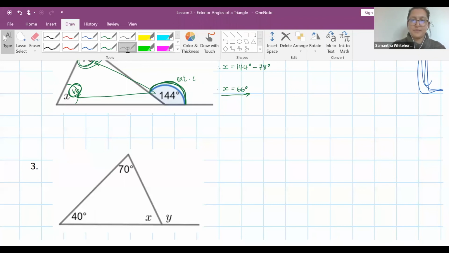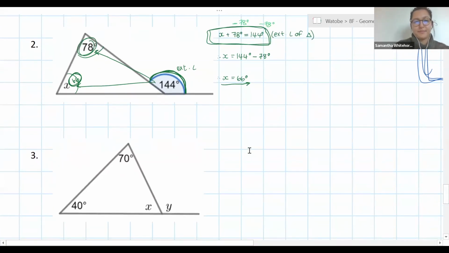Ready. Okay, so ma'am, I said 70 plus 40 plus X is 180. Sum of angles in a triangle. Good. And then I said 180 minus 70 minus 40 is 70, and X is 70. Okay, let me catch up here. So X is 70. Excellent.